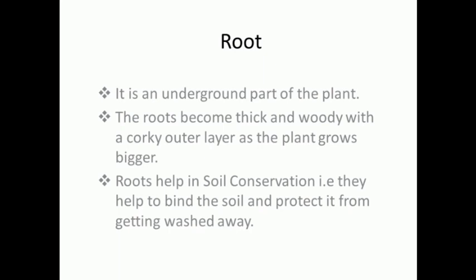So roots help in conservation of soil. Okay, soil conservation means what? They help to bind the soil and protect it from getting washed away. So the roots hold the soil tightly in place, which doesn't let it be washed away by the water or blown away by the wind. That's why the roots play an important role in absorption as well as fixation, that we will study just now.